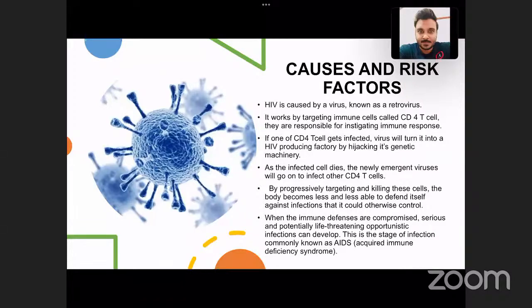When the immune defenses are compromised, serious and potentially life-threatening opportunistic infections can develop, and this is the stage of infection commonly known as AIDS, acquired immunodeficiency syndrome.